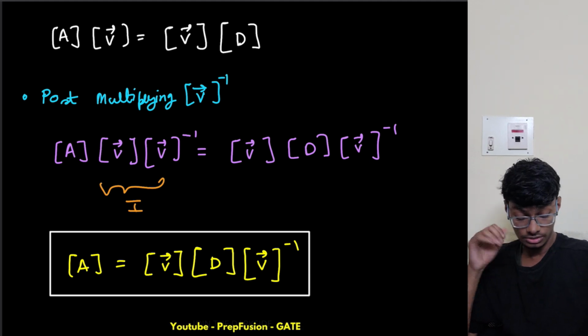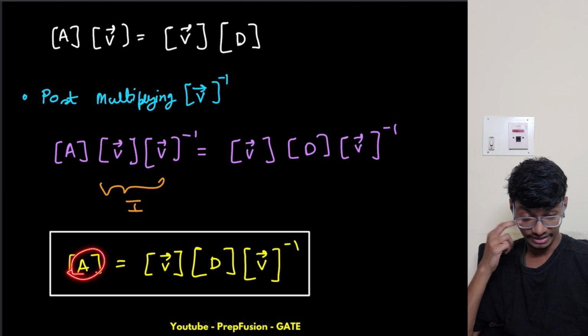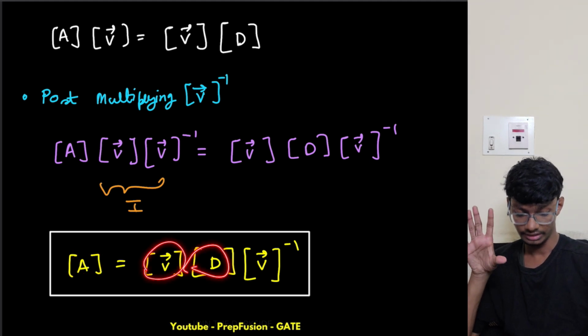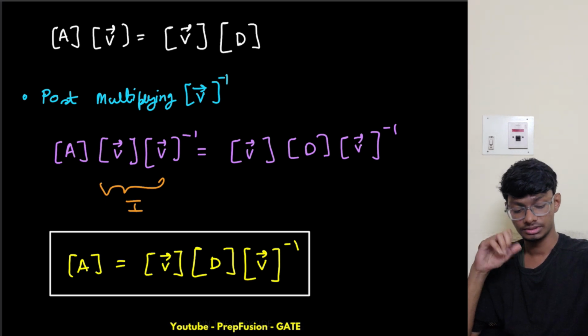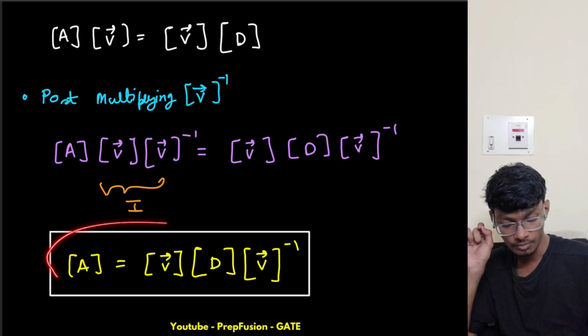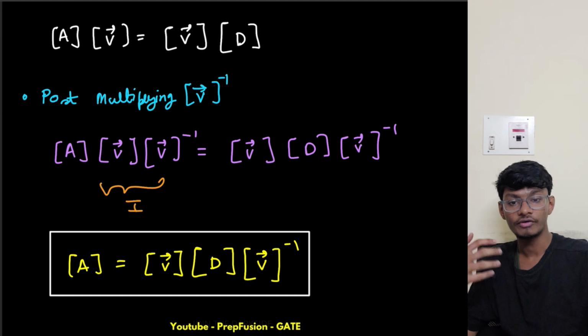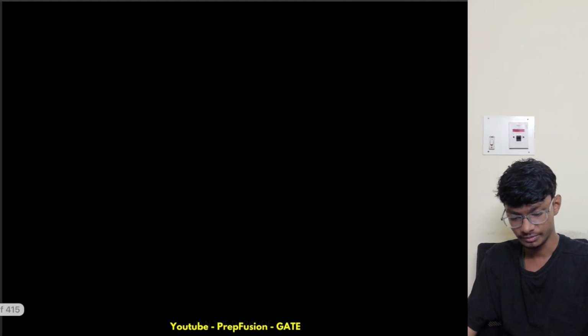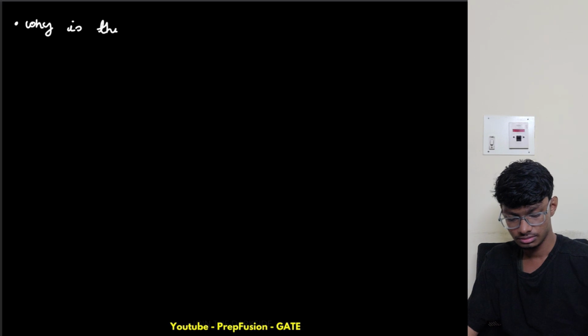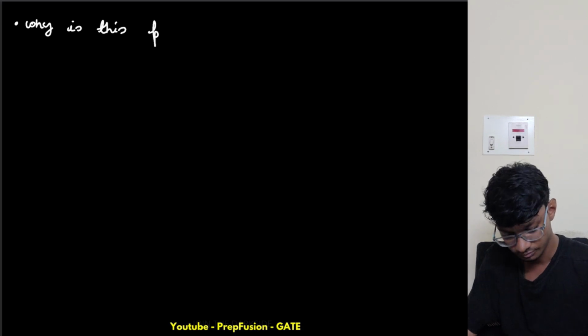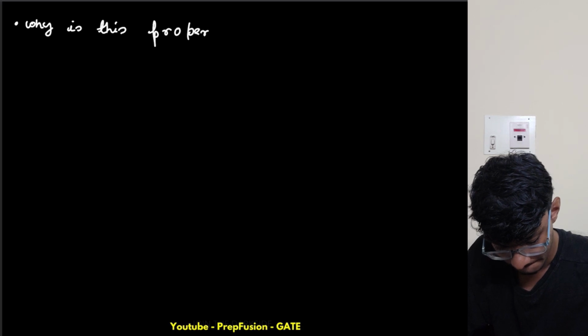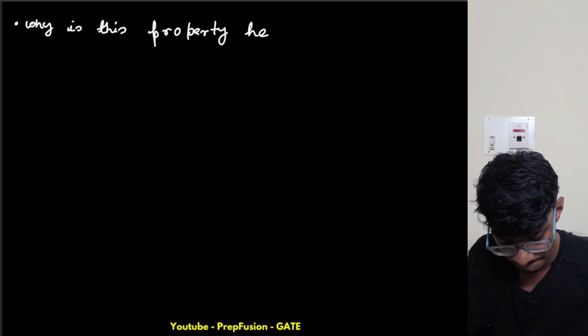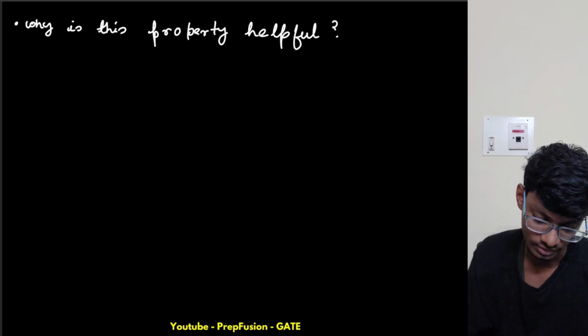So from here I can find the matrix A if I know the diagonal matrix and the eigenvectors. But the opposite thing is important. With this property, what will be helpful? To find the powers of A, powers of matrix A. So why is this property helpful?